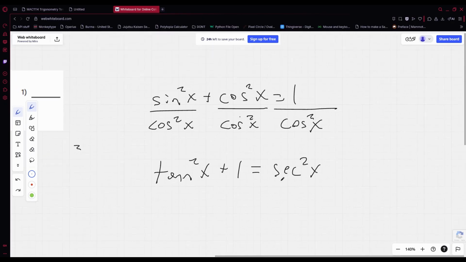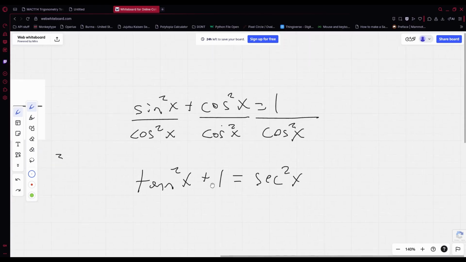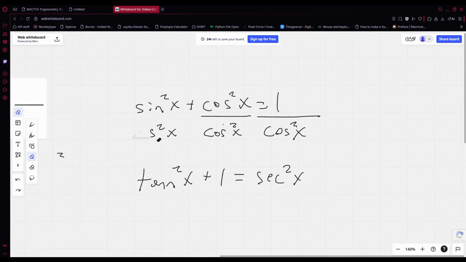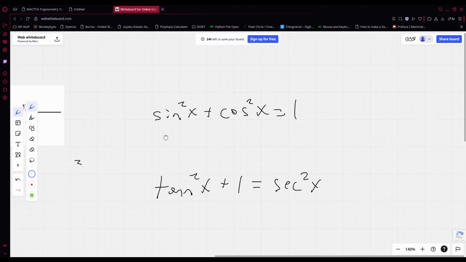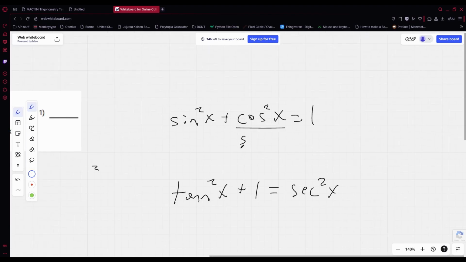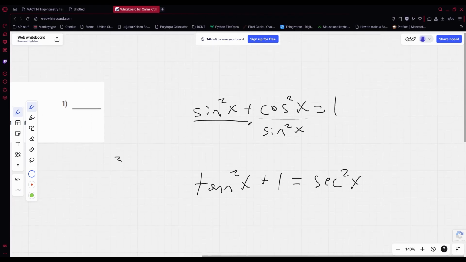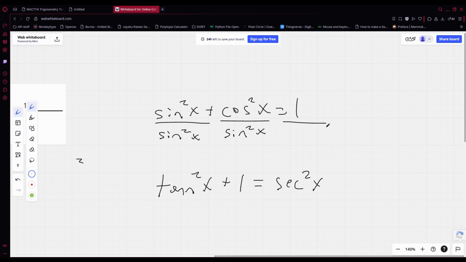And you can do the same thing with cotangent. So you can say, okay, I want to get cotangent. So I divide everything by sine squared x. Cosine over sine, that's cotangent. See where I'm going with this?